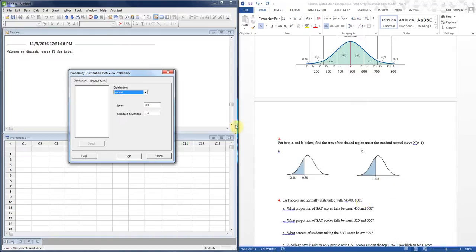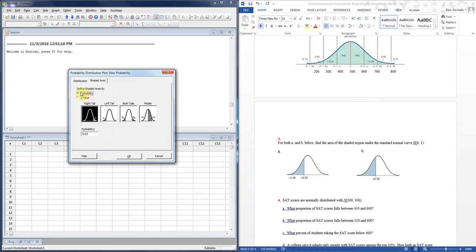So what I want to do is look up a score and look at the probability to the left of that score. Notice how there's this second tab up here called Shaded Area. That's how we're going to tell it what area I want. I'm going to click here, and it's automatically set to Probability, and that's if you know a probability and you want to know a score that goes with it. We don't have that. We have a score and we want to know the area. We want to know the probability.